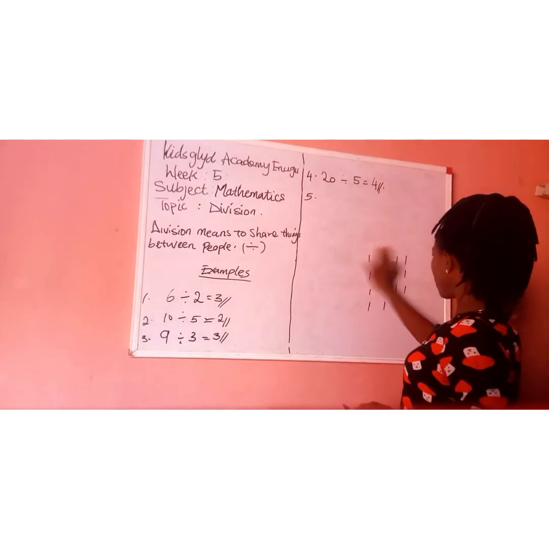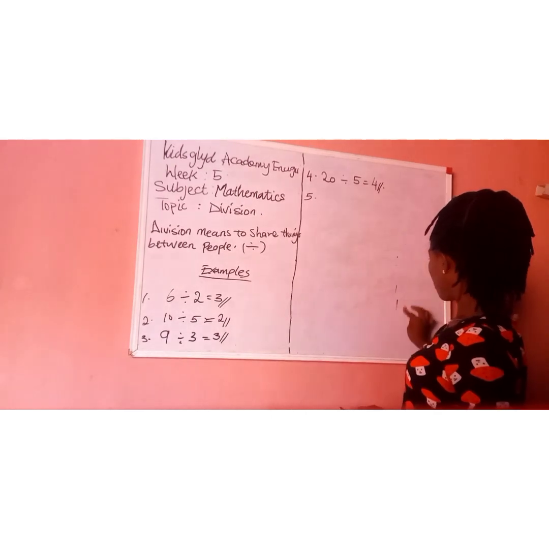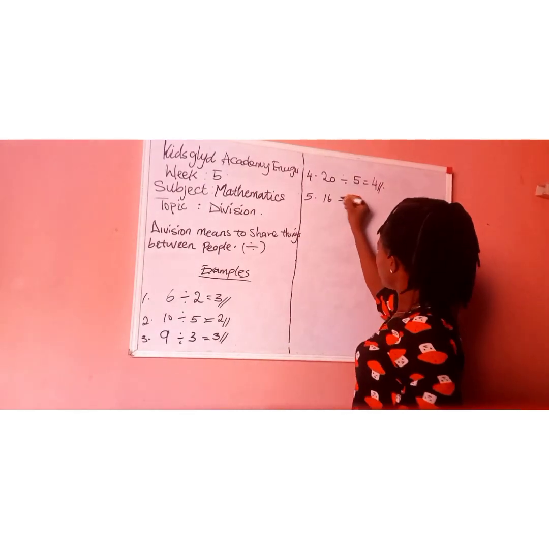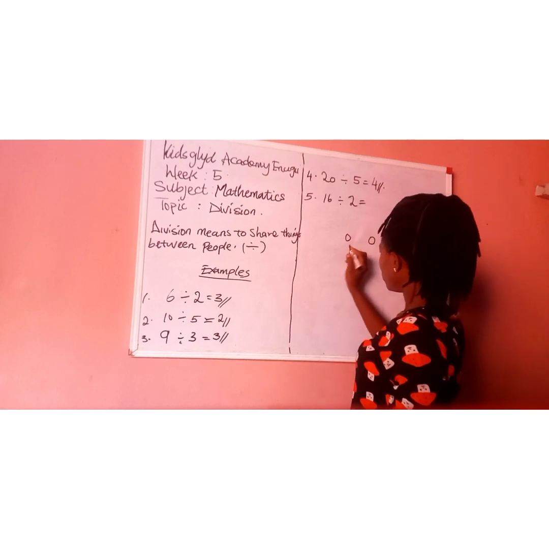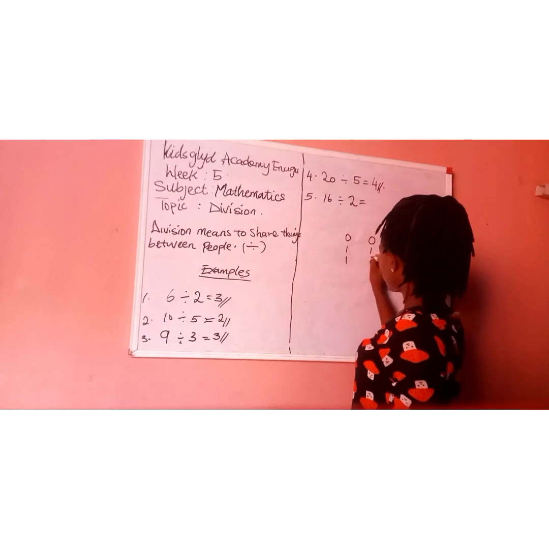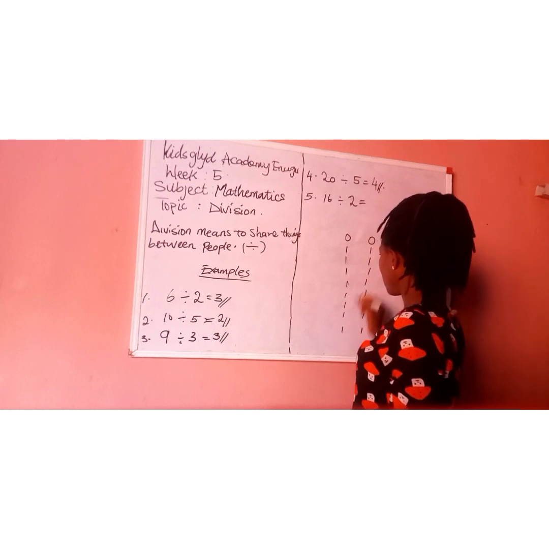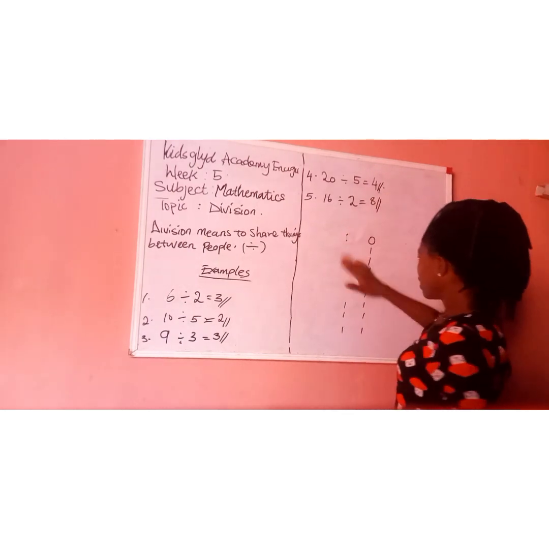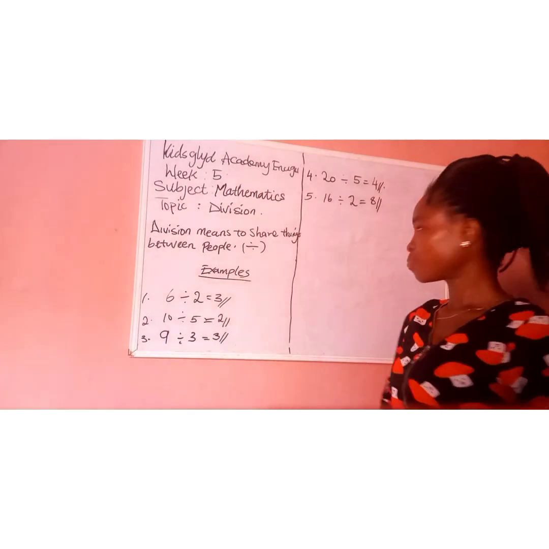Number 5 now. We have 16 pence divided by 2. See their heads. So now you start sharing your 16 pence. 1, 2, 3, 4, 5, 6, 7, 8, 9, 10, 11, 12, 13, 14, 15, 16. So how many pence will each person get? 1, 2, 3, 4, 5, 6, 7, 8. Your answer now is 8. Good. Did you understand it? Beautiful.